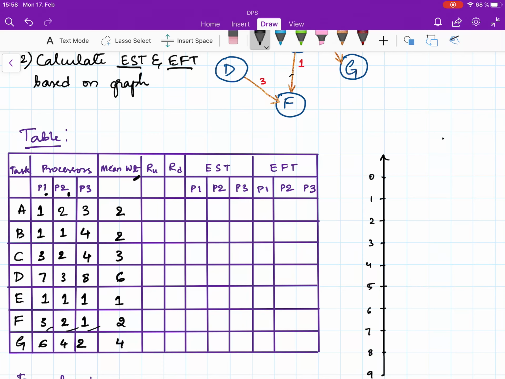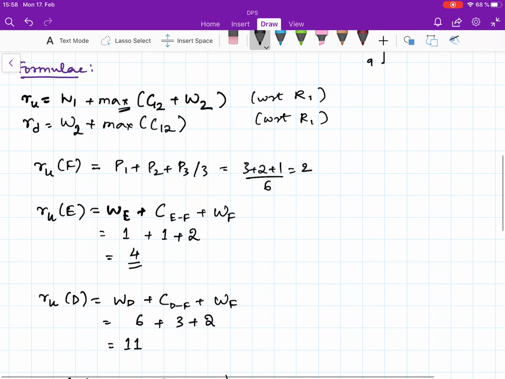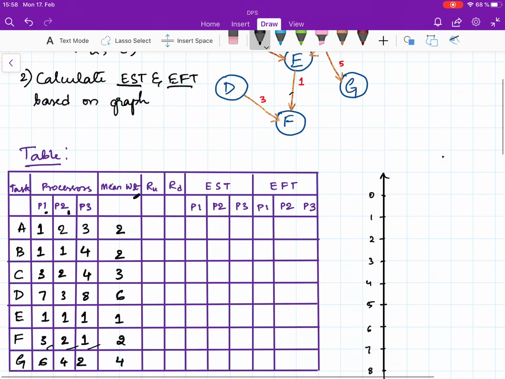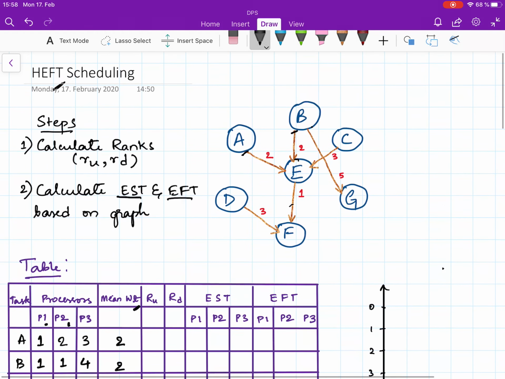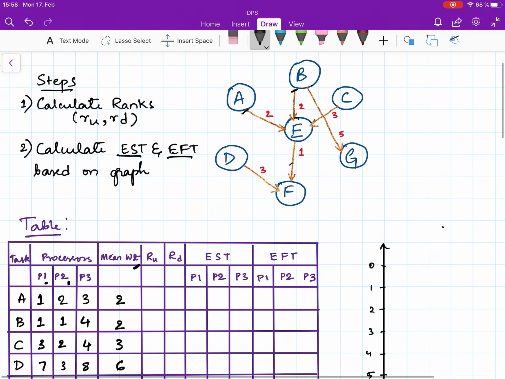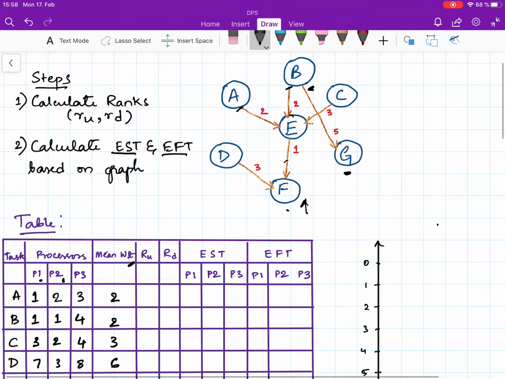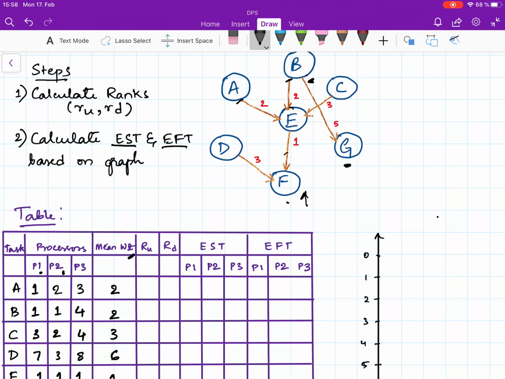Now we need to calculate the RU and RD. Let us calculate RU. RU, as you already know, is the upper rank. For upper rank, you always need to come from below. That means if you take this example, you have to start calculating RU from below, that means from F, and then D or E, and then A, B, C. G should be done before B. So let's get on to it.